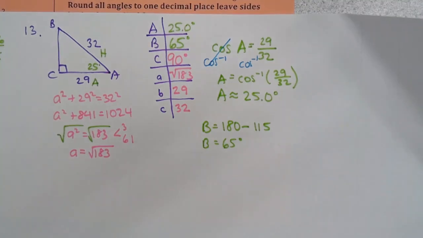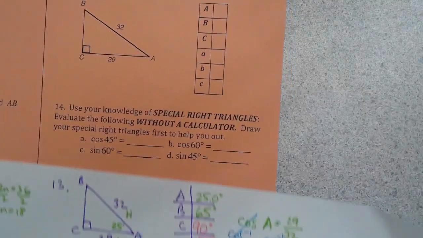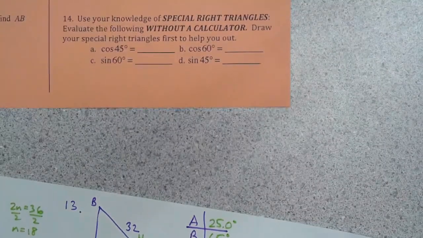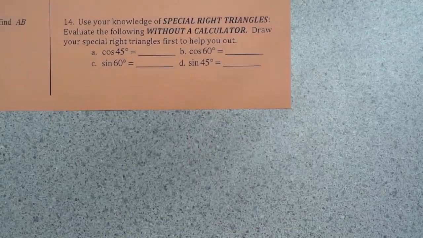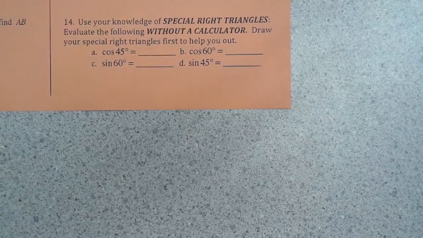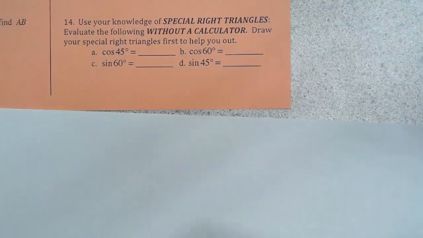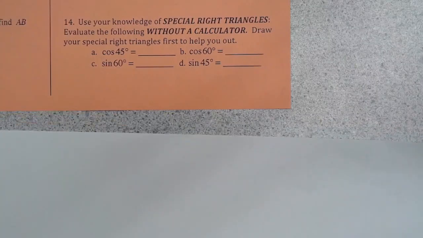All right, so let's go ahead and go down to number 14. Number 14 is using your knowledge of special right triangles to evaluate all of these trig functions without a calculator. It says draw your special triangles to first help you out. So let's go ahead and do that. Let's draw our special triangles.